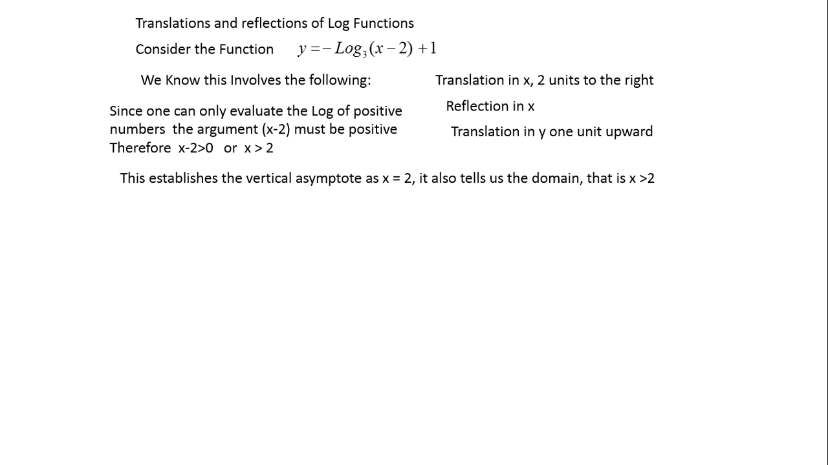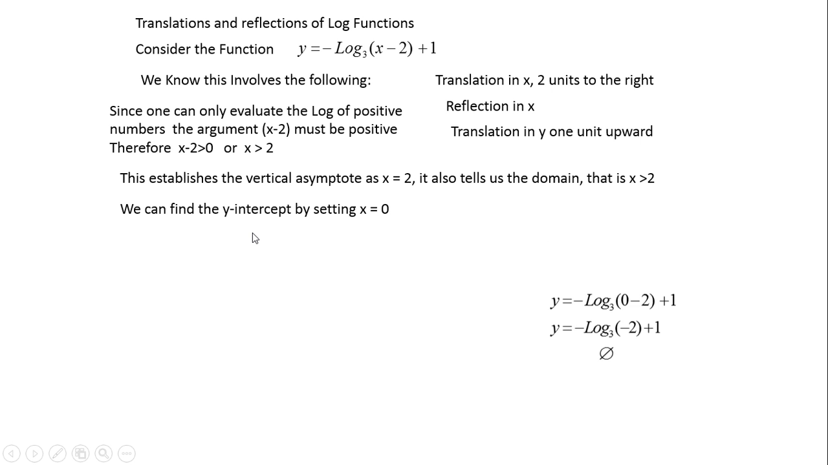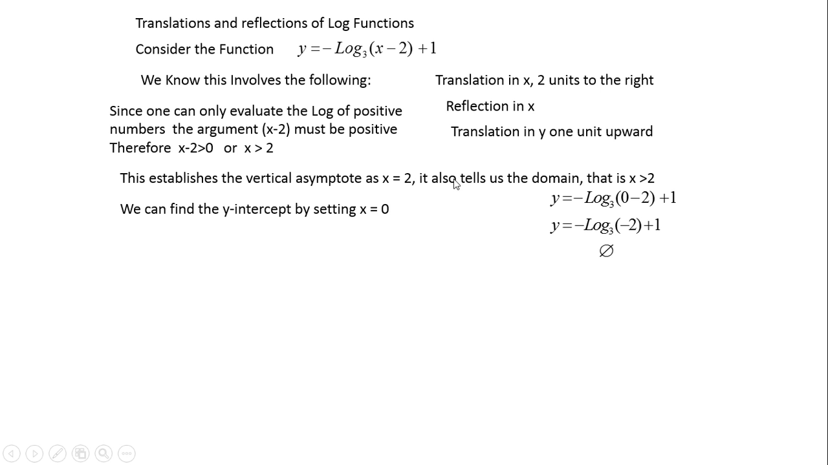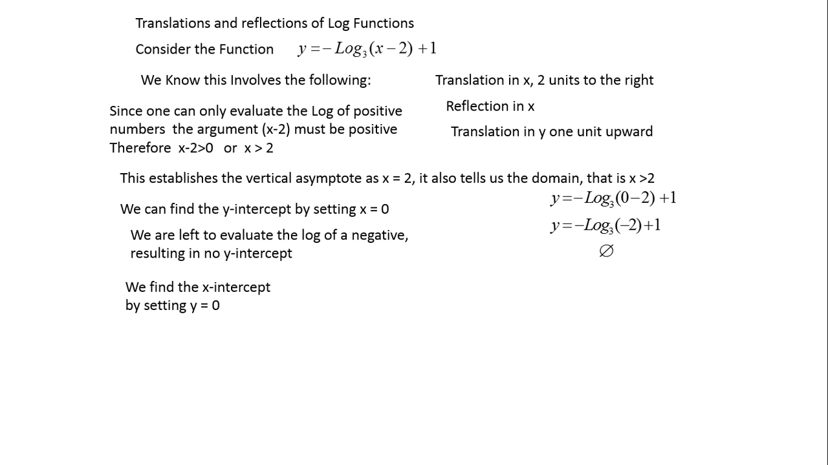All right, so that's a start. Now let's look for some intercepts. We can find the y-intercept by setting x equal to 0. But if we set x equals 0, we have to evaluate the log at a negative value, which is not possible because logs are not defined for negatives. So we found that there is no y-intercept.